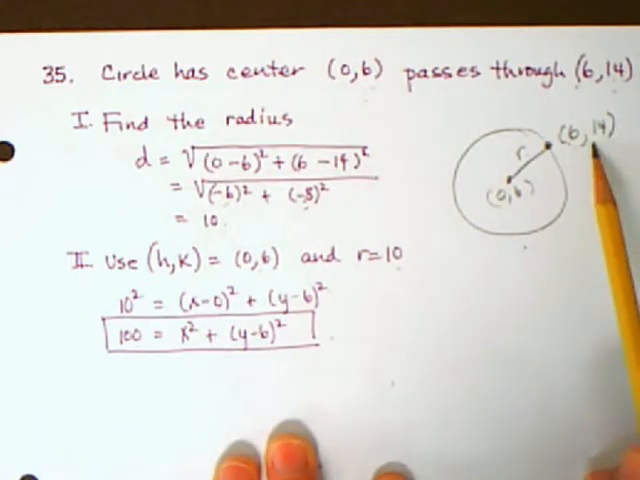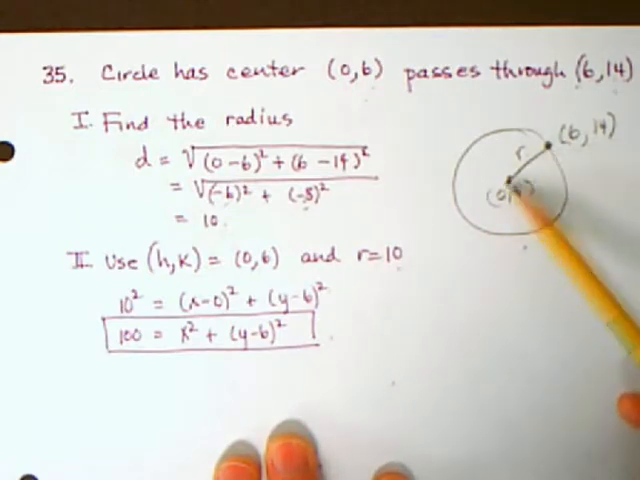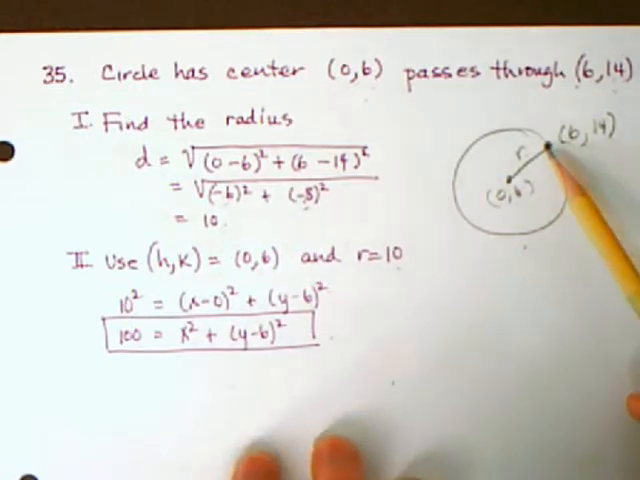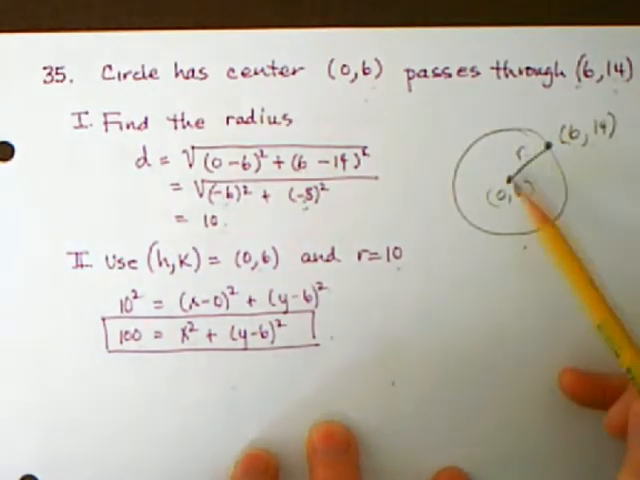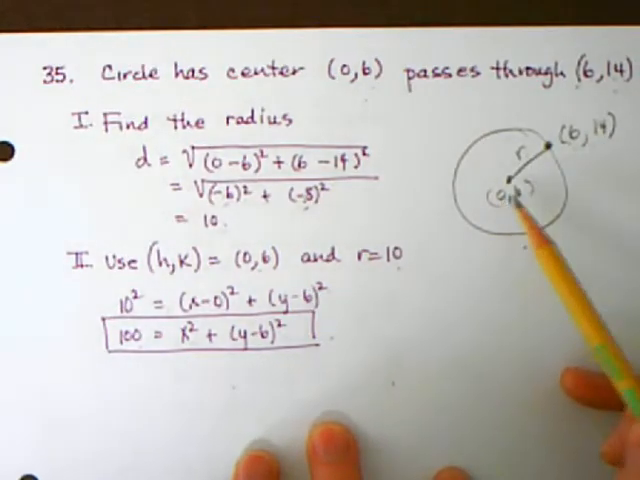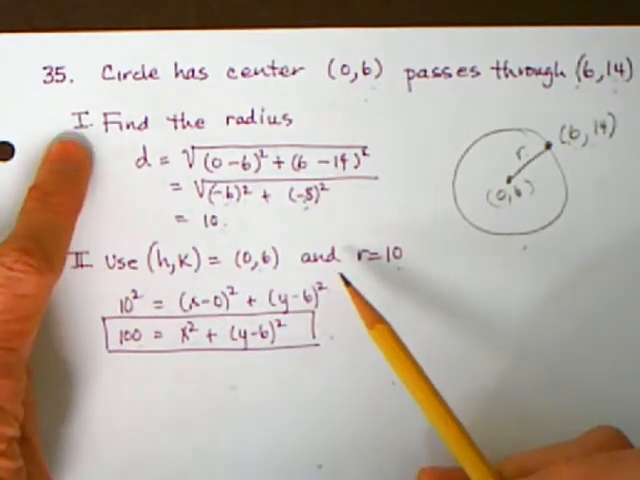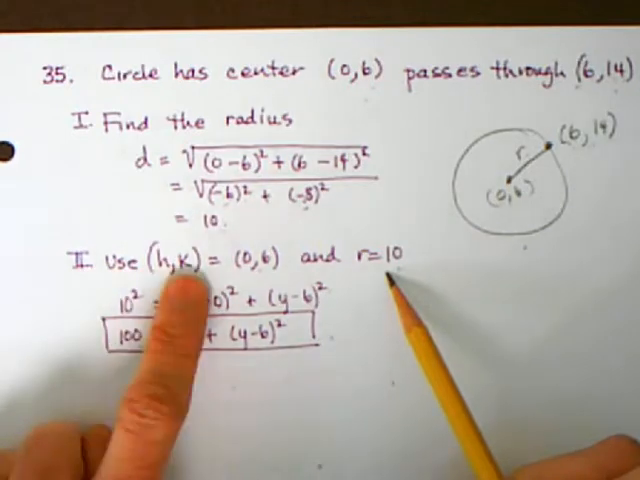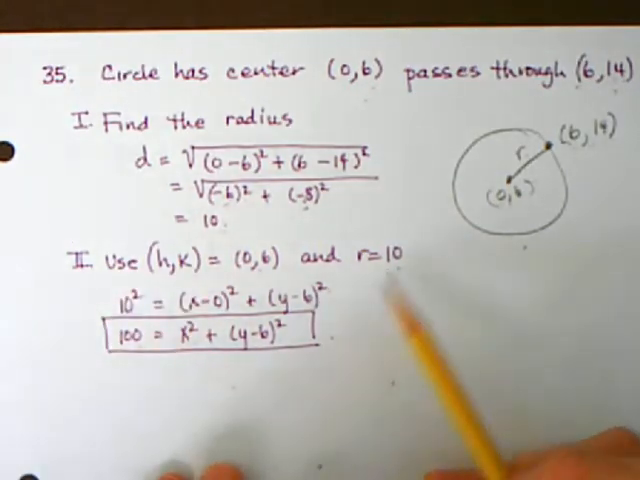What you'll notice here is because the circle passes through this point, this distance between that point and the center is a radius long. So in order to get the equation of a circle, I need to find the radius length. Well, I can do that using the distance formula between this point here, 6, 14, and the center. That's step 1 in my problem, then once I have the radius, then I can use the center to get the equation of the circle. So let's find the radius first, okay?